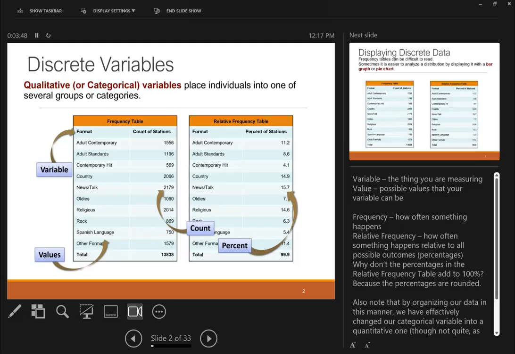So again, the parts of our data table: we have the variable names listed, the values for that variable, so the possible format values are adult contemporary, adult standards, yada, yada, yada. And then in a frequency table, the quantities are the counts. And in a relative frequency table, the quantities are the percentages of the total. Everybody feel okay?